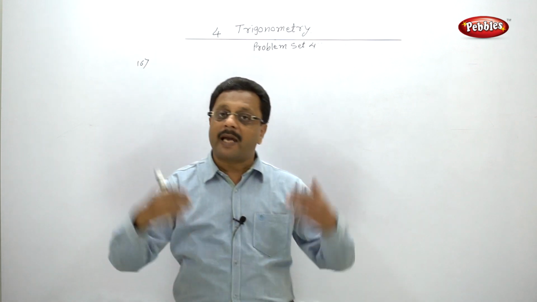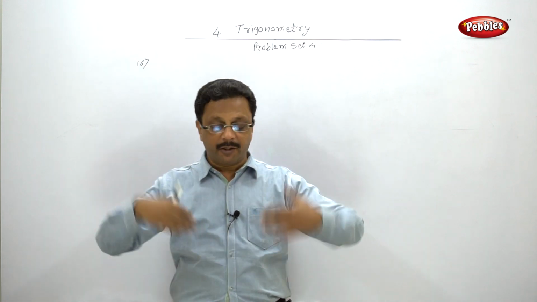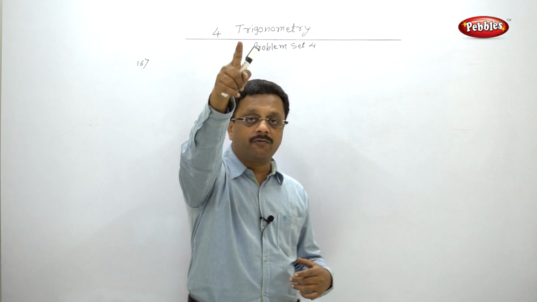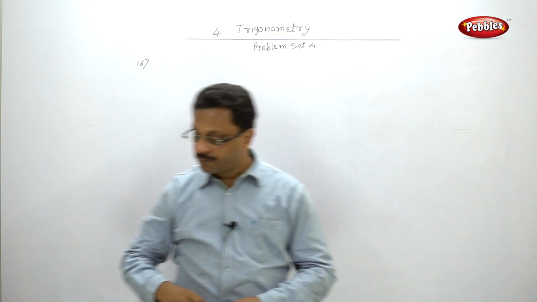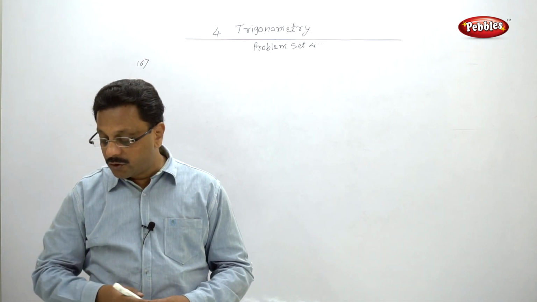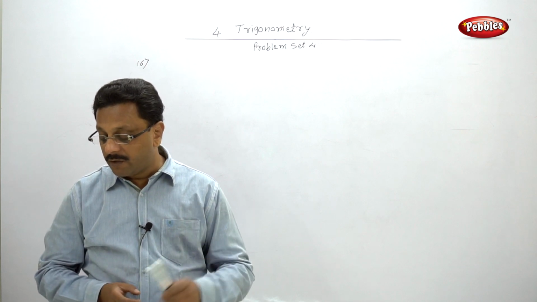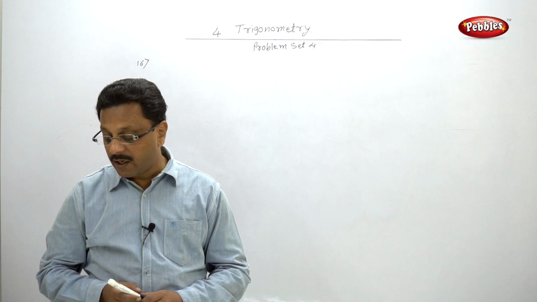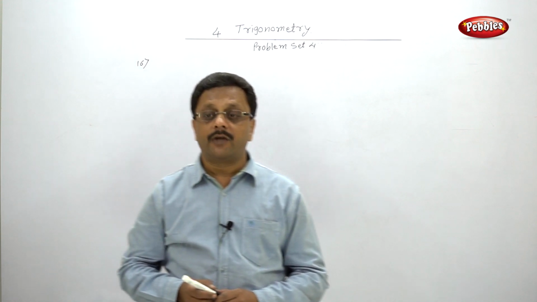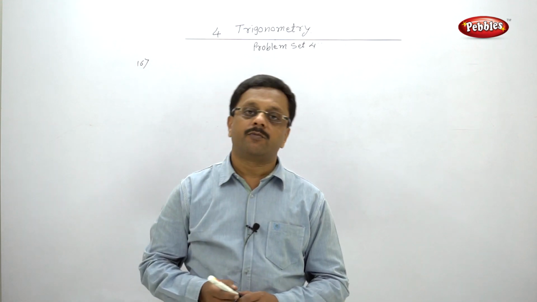Now he moves back 40 meters away from the bank, and again he watches that tree. Then what happens? When he moves 40 meters away from the banks, he finds the angle of elevation to be 30 degrees. Find the height of tree and width of the river. Root 3 is given 1.73.